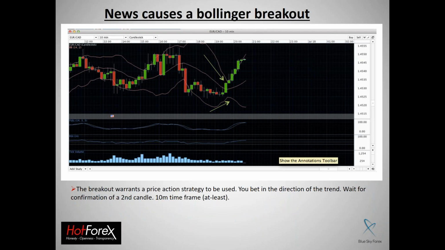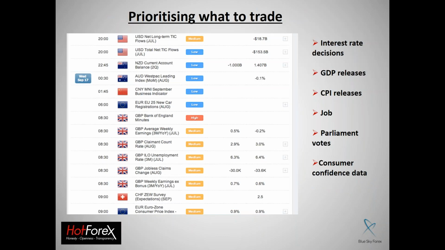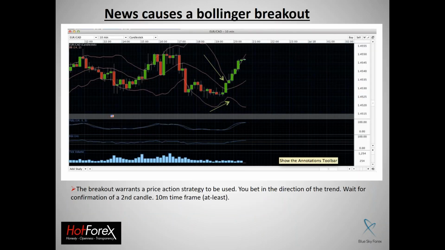Let's say that you identify this. So let's say you have interest rate decisions, or you have something important news coming up, and you have identified them, and now you're waiting for the charts. You're looking at the charts to see something so that you can trade. The first thing, the most important thing that happens when you have news breaking out is called the Bollinger breakout.